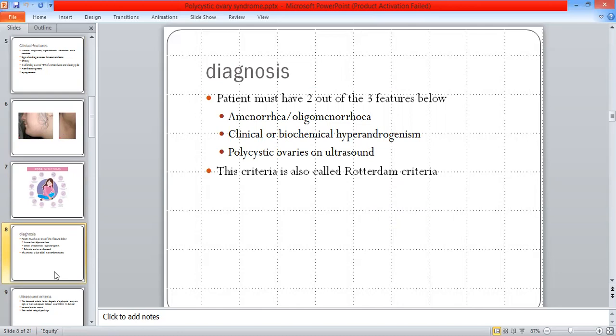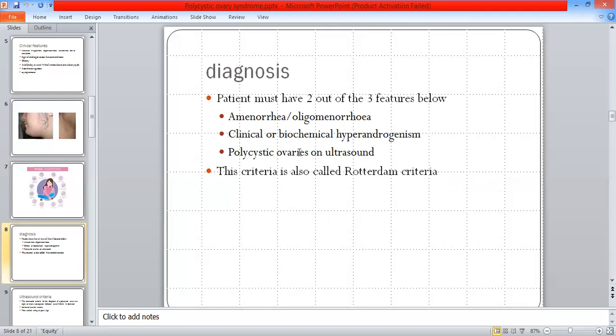There should be either clinical or biochemical evidence of hyperandrogenism. Clinically, the patient will present with male pattern hair, hirsutism, or acne. Biochemically, there will be increased androgen hormone levels on laboratory investigation. And the third criterion is polycystic ovaries on ultrasound.